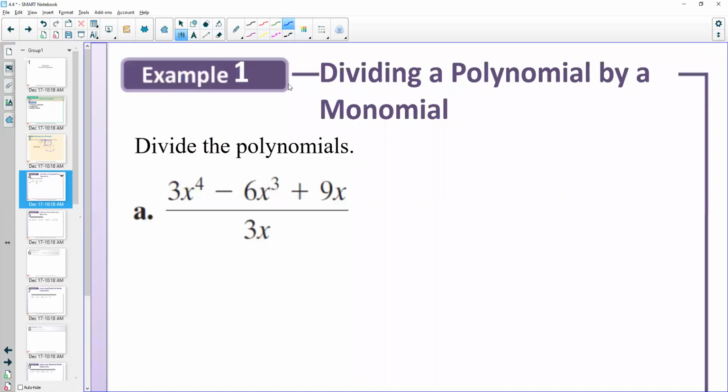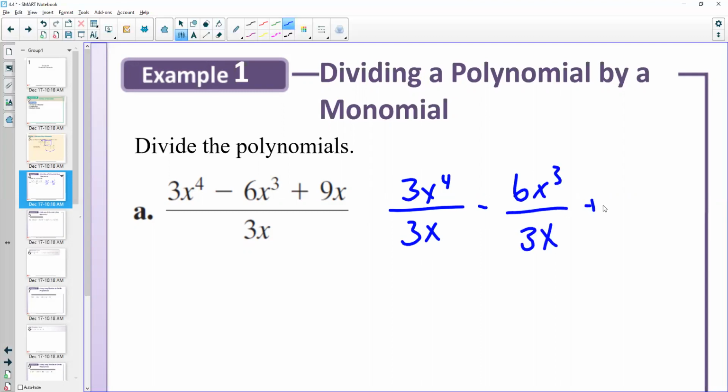So if I think about that rule we just saw, basically what it says to me is that I can take this polynomial, 3x to the fourth minus 6x cubed plus 9x, and I can make three different fractions, all with the same denominator. This is sort of a sneaky way to get rid of the issue of simplifying, okay? Then what I can do is simplify what I see. So I'm going to simplify one fraction at a time.